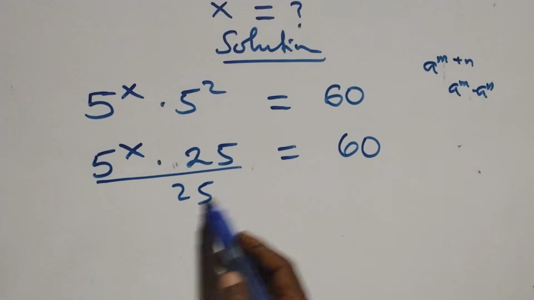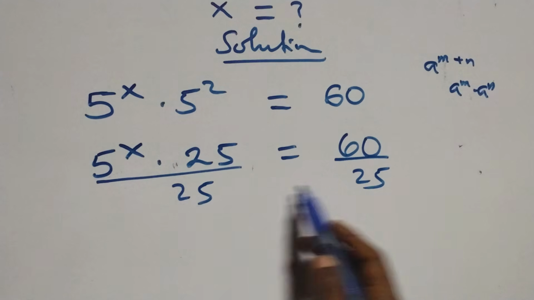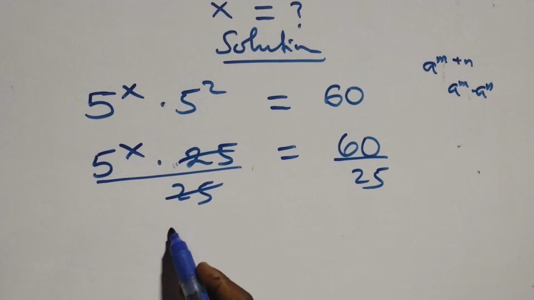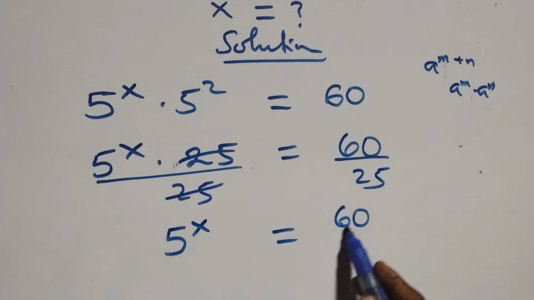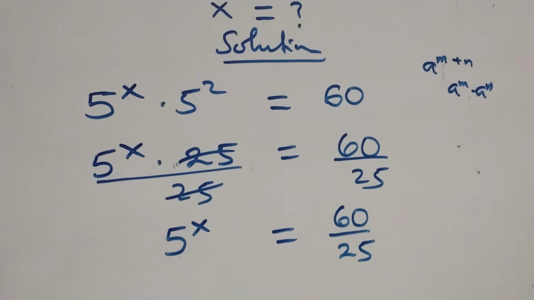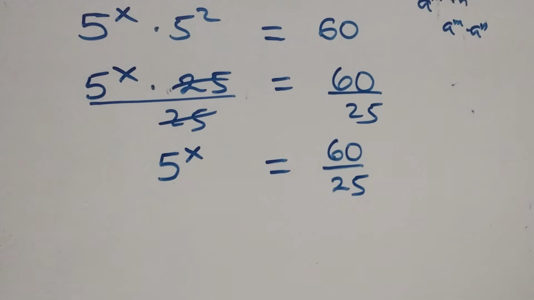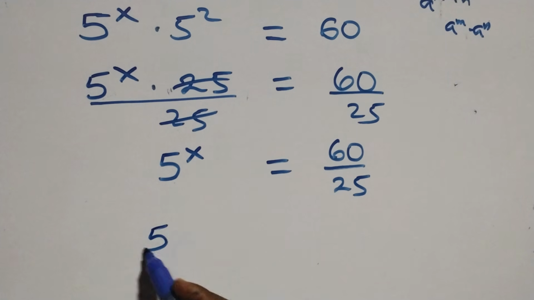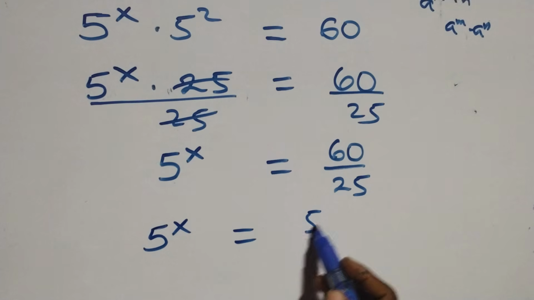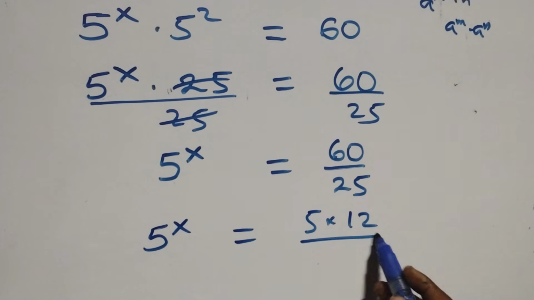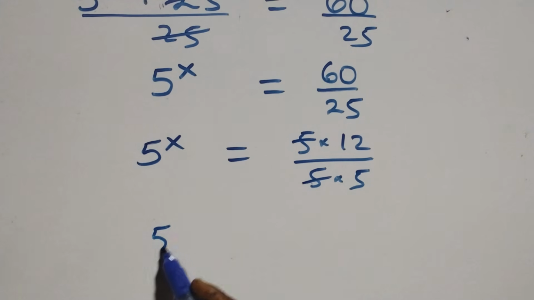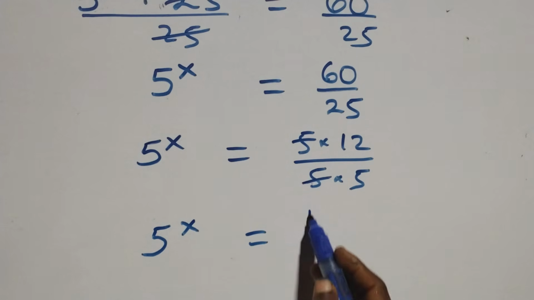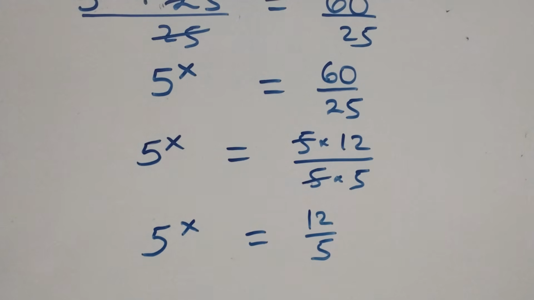Divide this side by 25. Also divide this side by 25. Here, 25 cancel each other. We have 5 raised to power x equals 60 over 25. Then, next step here, I write this as 5 raised to power x equals 5 times 12 over 5 times 5. This here, 5 cancel each other. We have 5 raised to power x equals 12 over 5.